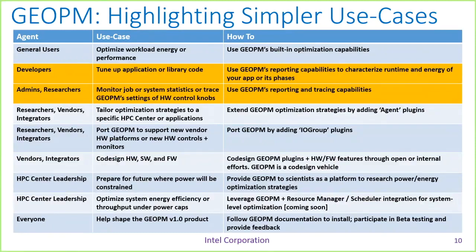The control interval of GEOPM is configurable. By default, I think we have it going to 5 milliseconds currently, so you may not want data at that volume, that rate. We'll look into aggregating it through downsampling or something to that effect. Tracing is also not on by default, but you can turn it on. I also alluded to researchers, vendors, or integrators wanting to extend GEOPM to new optimization strategies or port GEOPM to new hardware architectures.